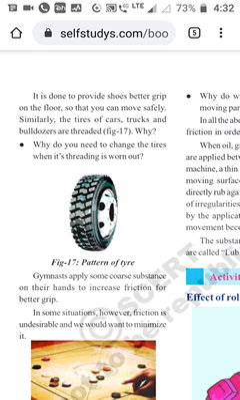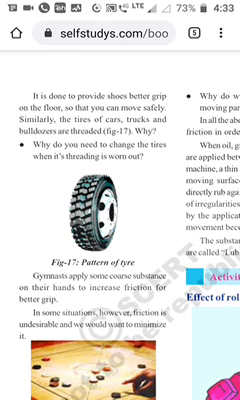Similarly, the tires of the cars, trucks and bulldozers are threaded. Why do you need to change the tires when the threading is worn out? We need to change the tires of the car, the scooter, the bike. Why do we need to change the tires? Because they get worn out from the threading.